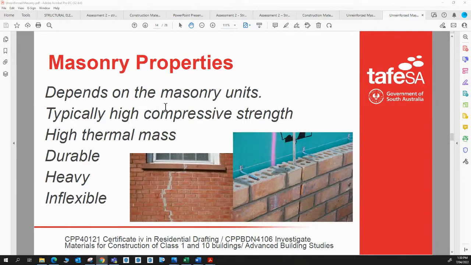So the masonry properties very much depend on the masonry units. Our most common masonry units, of course, are brick and concrete blockwork, and they are typically high in compressive strength. They will also typically have a very high thermal mass, so they'll take up heat and give out heat slowly. They are also very durable products, and quite heavy, so weight is a massive consideration in masonry, but they're also notoriously inflexible.